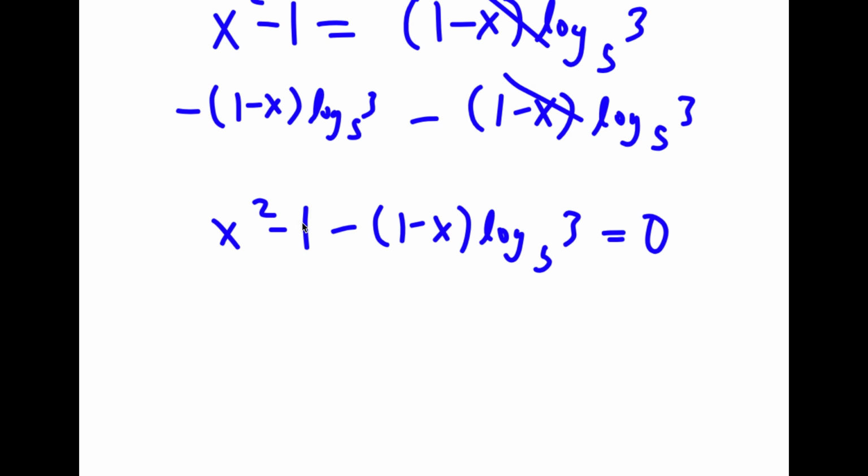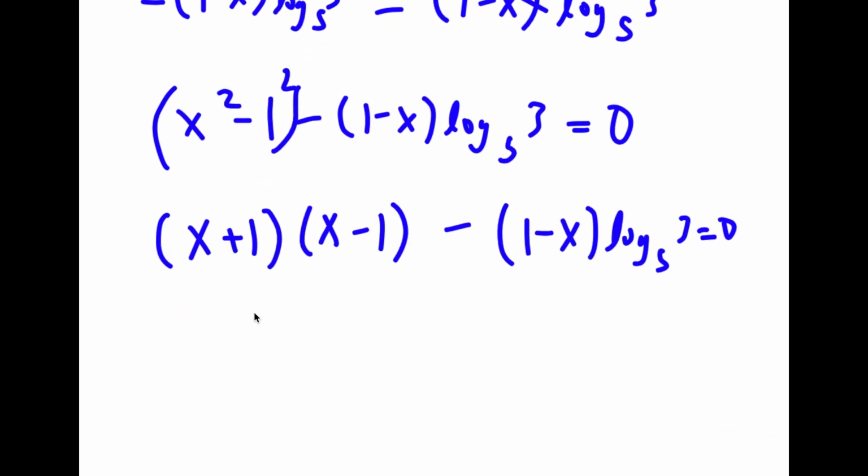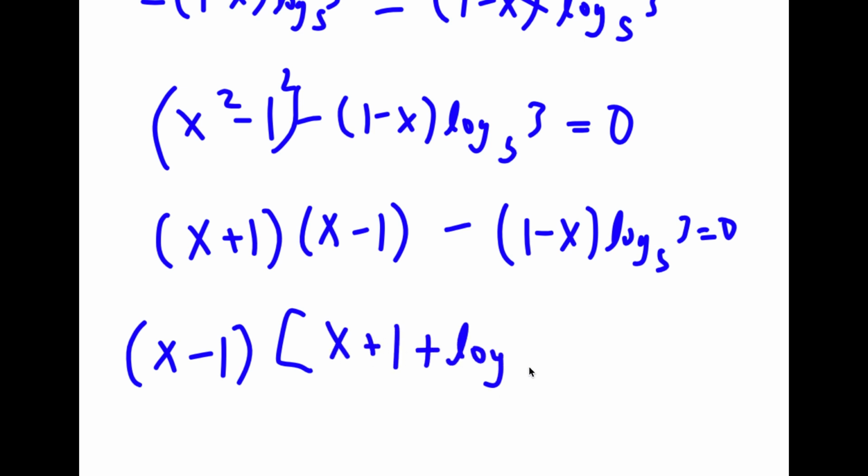And now x squared minus 1 is the same thing as x plus 1 times x minus 1. So I have this minus 1 minus x times log base 5 of 3 is equal to 0. And now if I factor out x minus 1, I get x minus 1 times x plus 1 plus log base 5 of 3 is equal to 0.